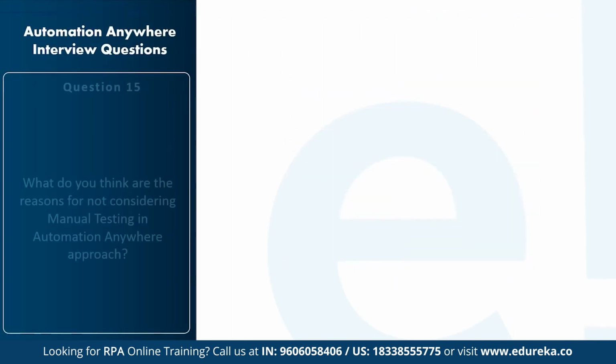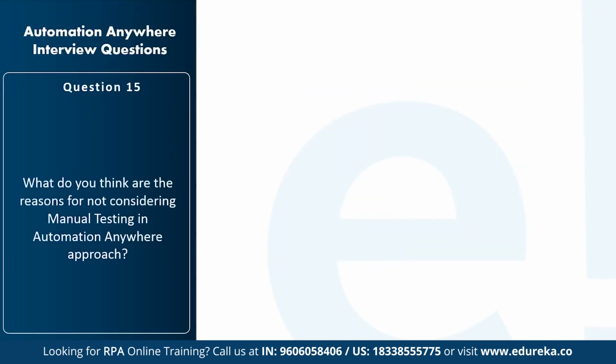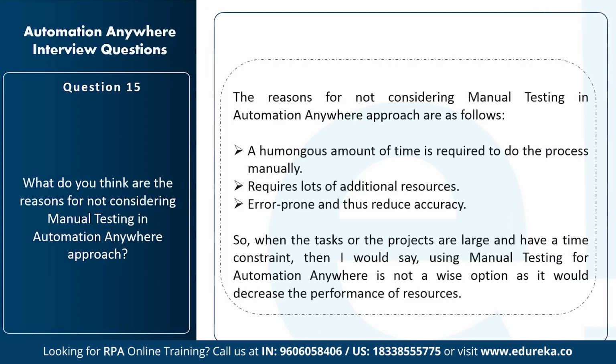Now moving on to the next question: what do you think are the reasons for not considering manual testing in the Automation Anywhere approach? Well, the reasons are basically that a humongous amount of time is required to do the process manually. It requires a lot of additional processes, and the processes can also be error prone, so it reduces the accuracy.